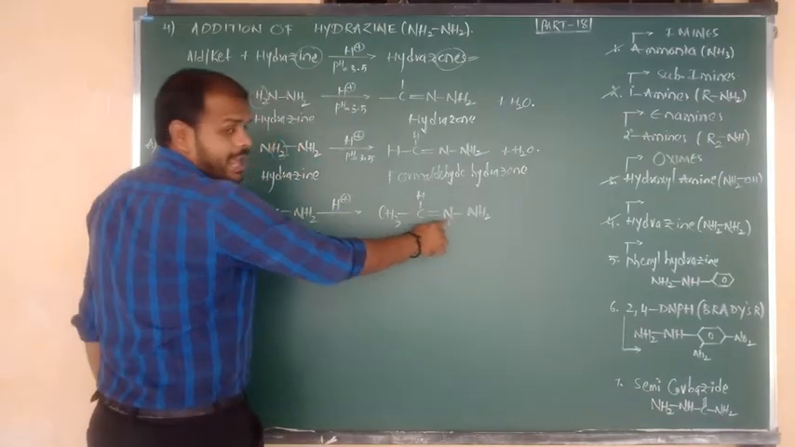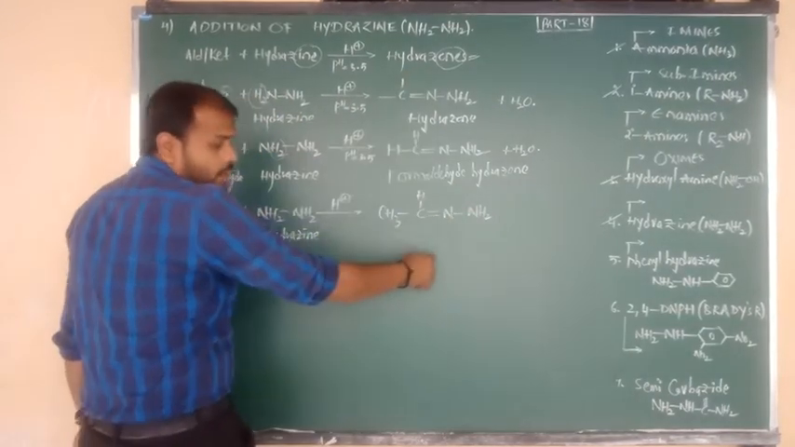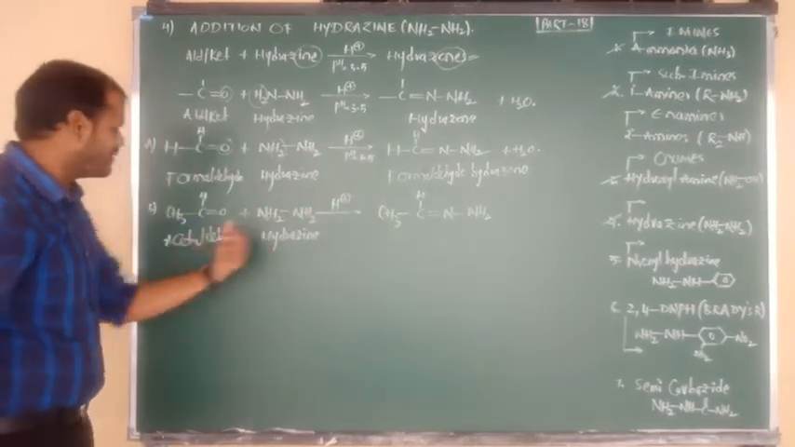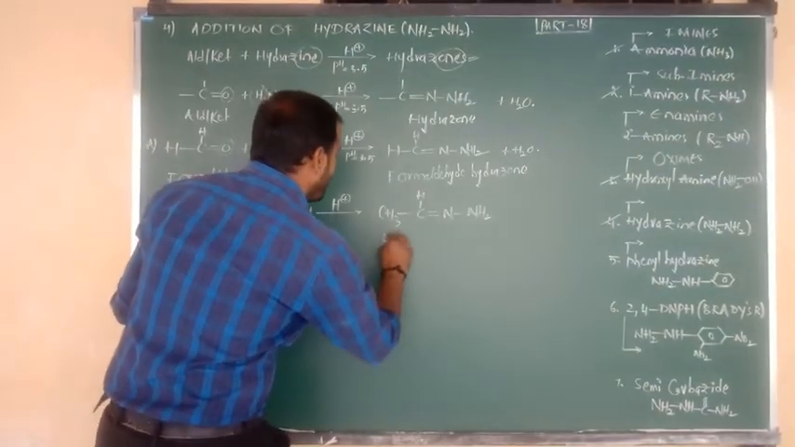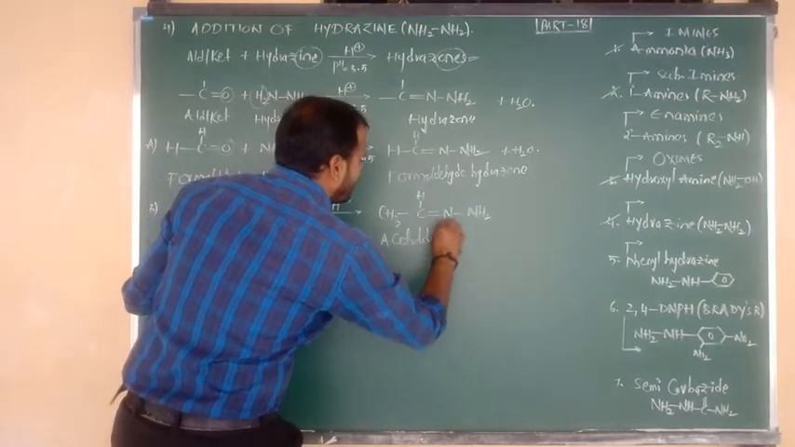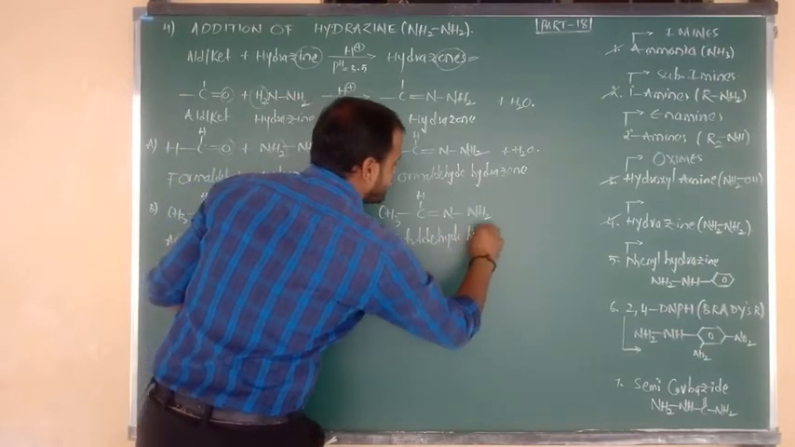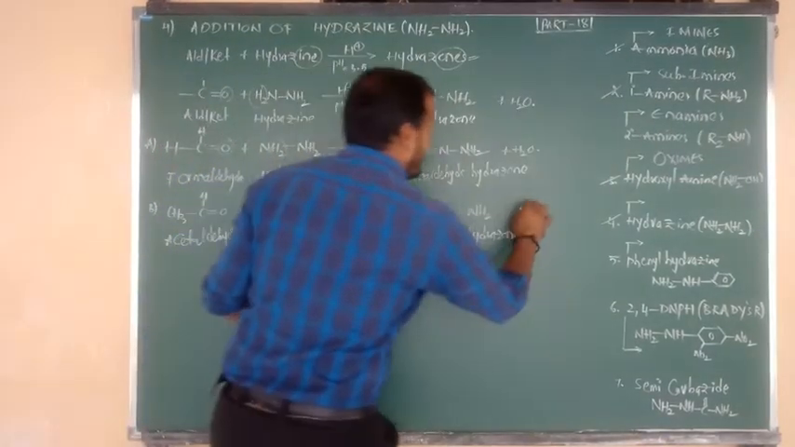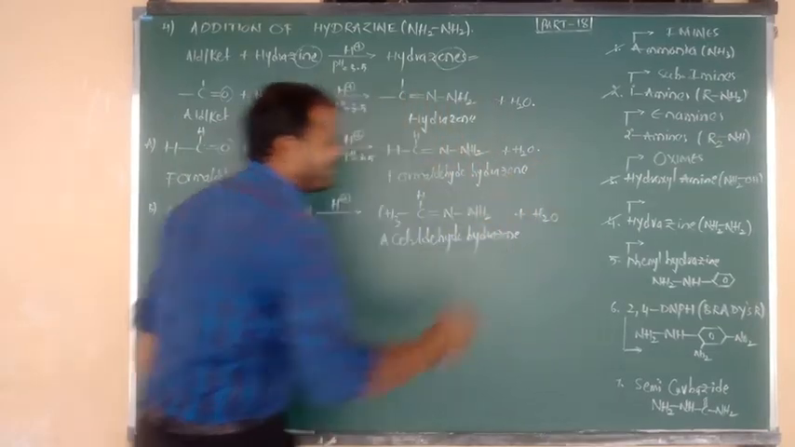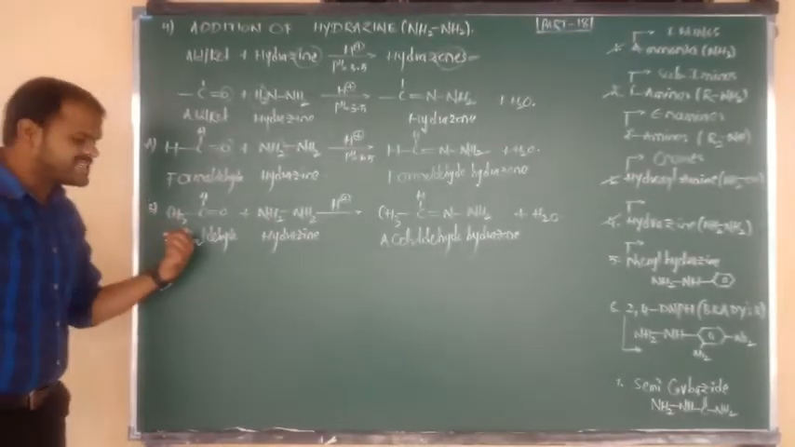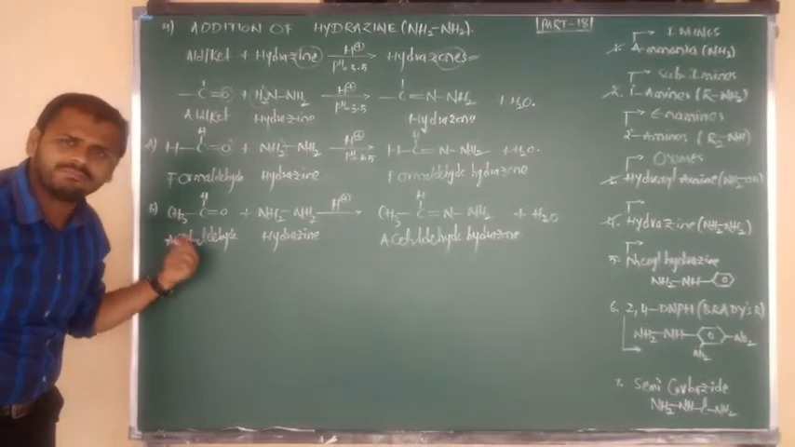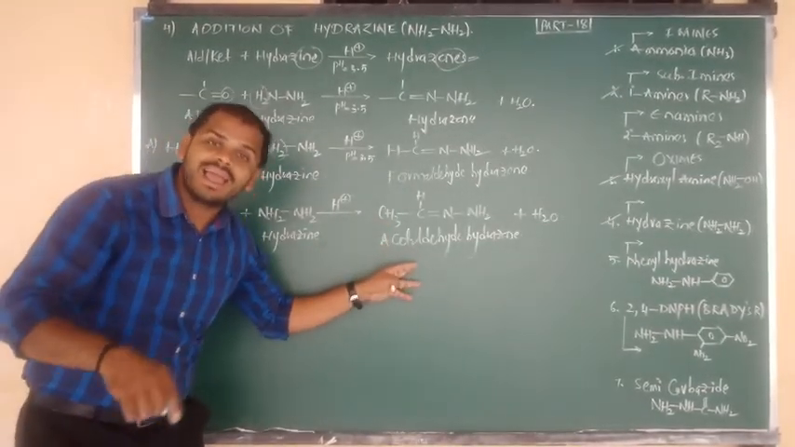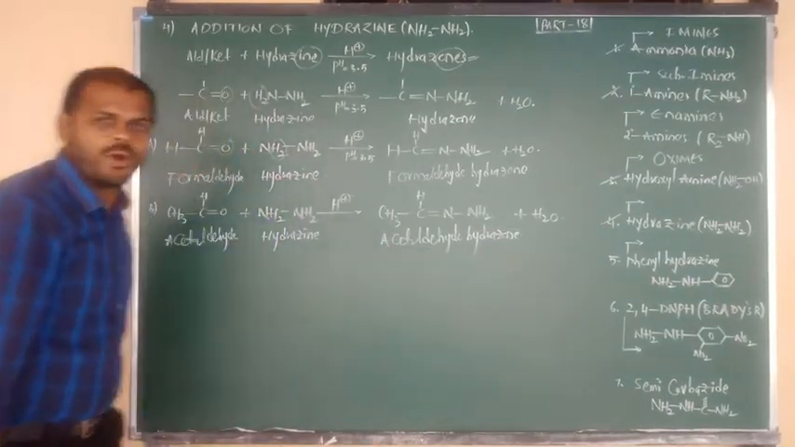C double bond N bonded to NH2. This is common in all cases, so we can say this is nothing but hydrazone. But that hydrazone is coming from where? Acetaldehyde. So we have to say acetaldehyde hydrazone, again along with the elimination of water molecule. Similarly, in place of CH3 you can write C6H5, meaning benzaldehyde, and here also C6H5 means benzaldehyde hydrazone. You can write it as it is, copy paste.